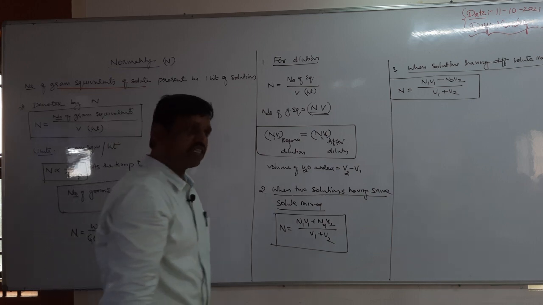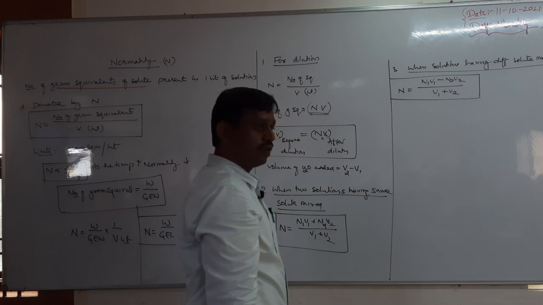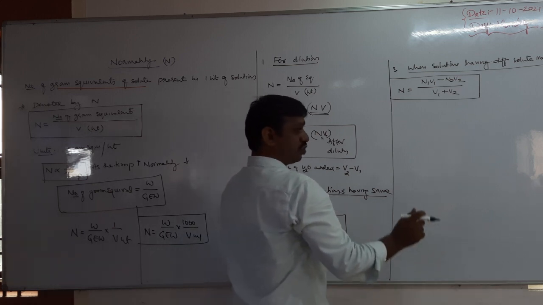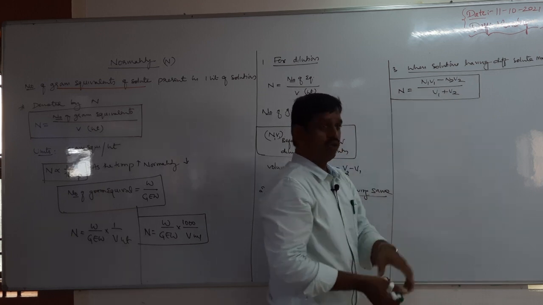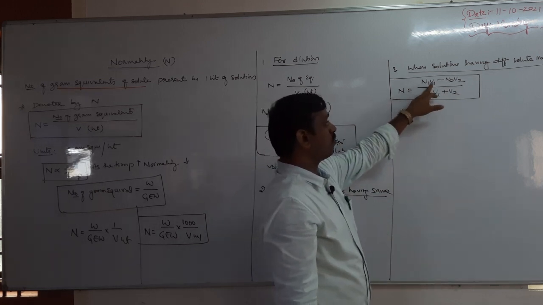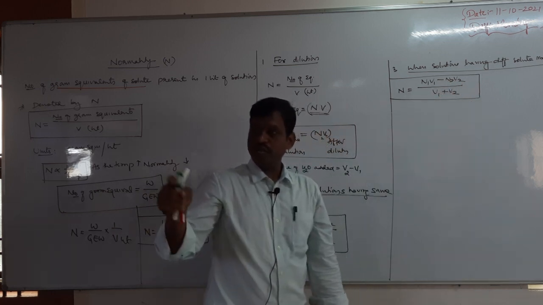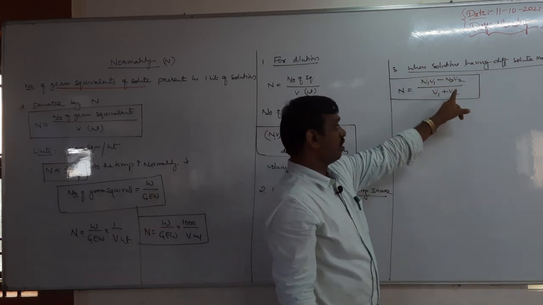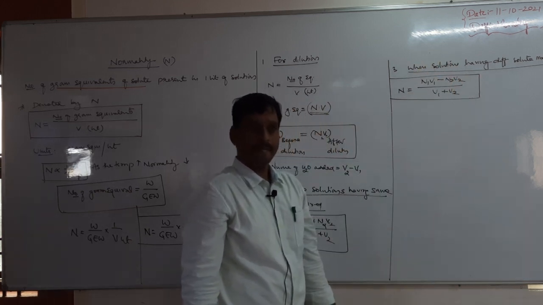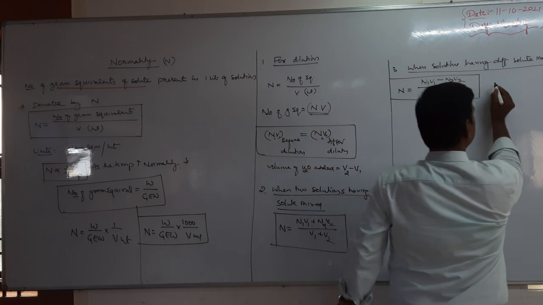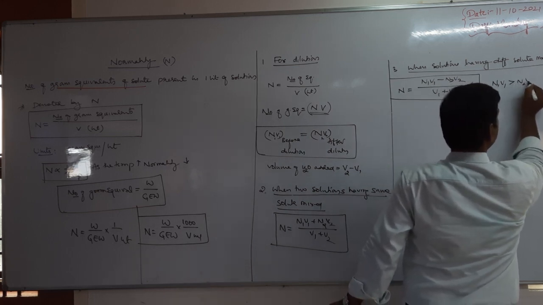If there is a different solute, you will get a minus here. Next, suppose here which should be taken as N1 V1 and which as N2 V2? We have to take N1 V1 greater than N2 V2. Suppose N2 V2 is greater than N1 V1, we should take N2 V2 minus N1 V1. So this formula can be taken when N1 V1 is greater than N2 V2.